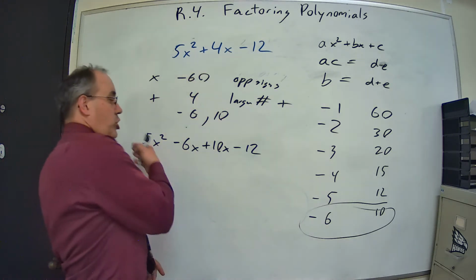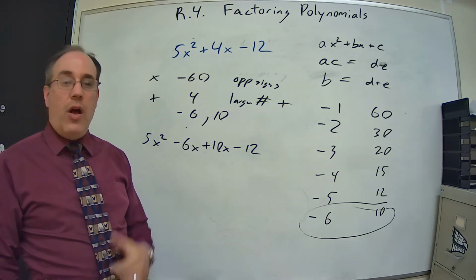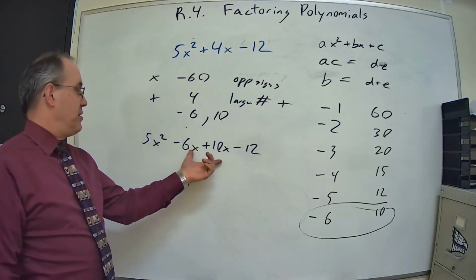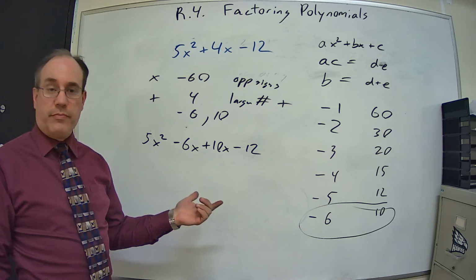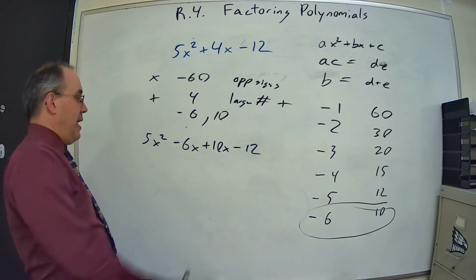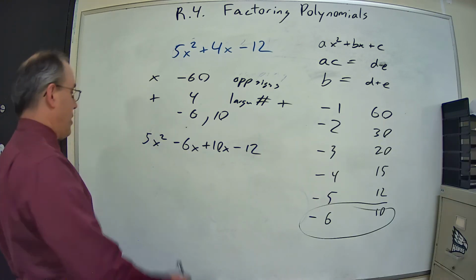So I haven't changed my trinomial. All I have done is split one of the terms up into two terms. Now I've got 4 terms, I can factor by grouping.